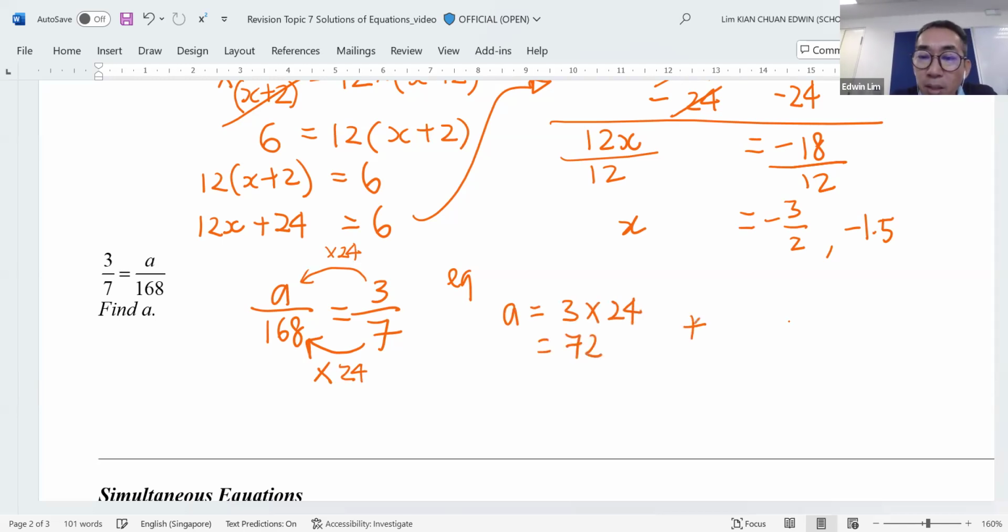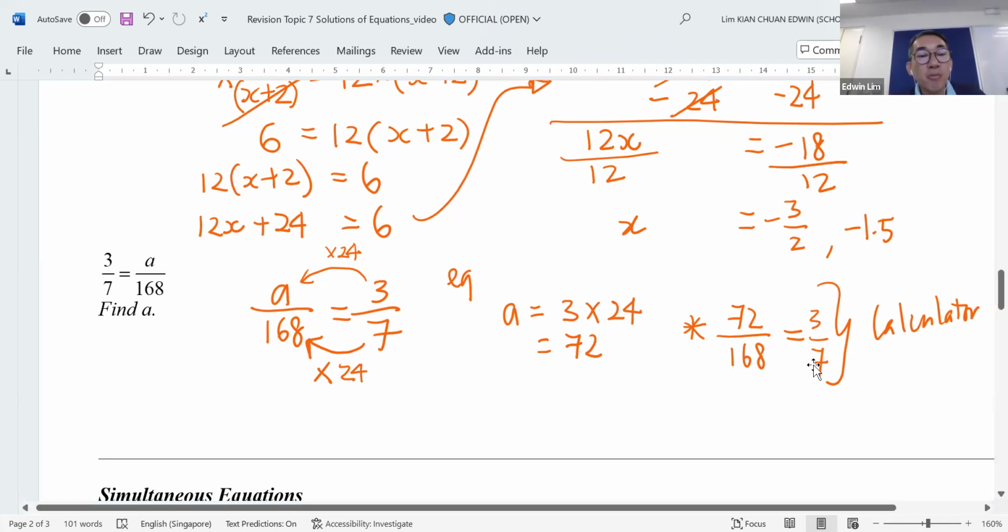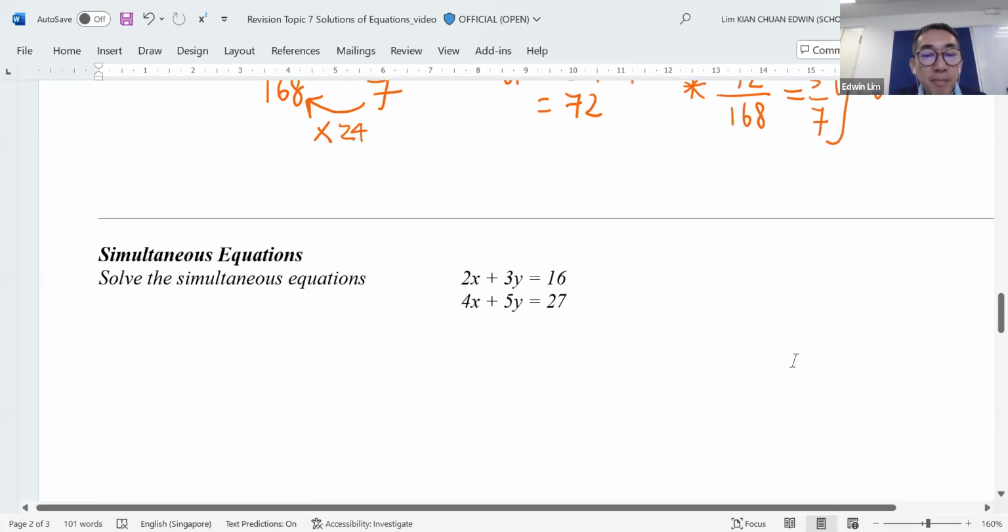How do I check my answer? I just have to key in 72 over 168 and press the equal sign. This is all based on the calculator. 72 over 168, I will go back to 3 over 7. All right, this is the part for fractional equation. Two more parts left.